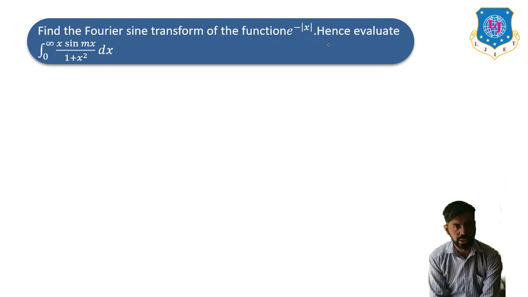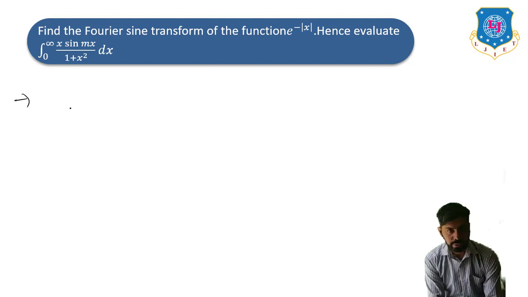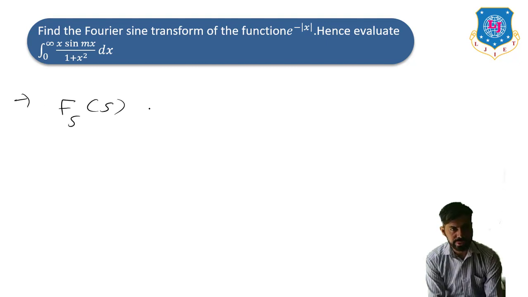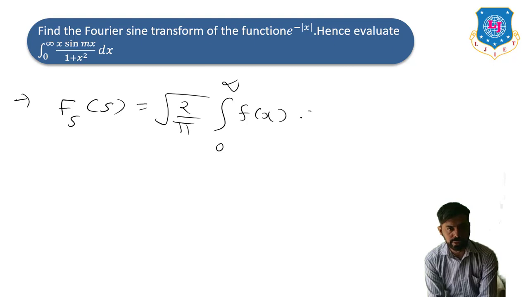Now let us discuss the next example, that is, find the Fourier sine transform of the function e raised to minus mod x, and hence evaluate the integration from 0 to infinity of x into sine mx divided by 1 plus x square dx. So we know that the Fourier sine transform of function f of x is given by f of s, which is equal to square root 2 by pi integration 0 to infinity f of x into sine sx dx.